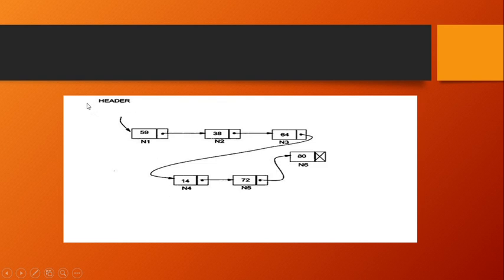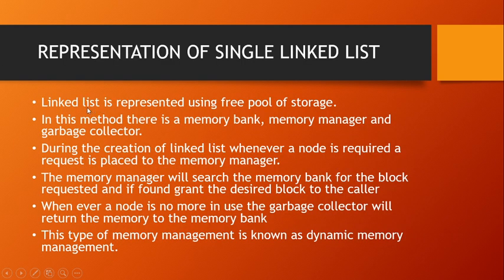Here we are not using the header node, because the header node is just a memory location. It stores the address of the first node. So instead of a header node, we can use a header pointer, which we are using here. Representation of a linked list: how will you represent this? A linked list is represented using a free pool of storage.